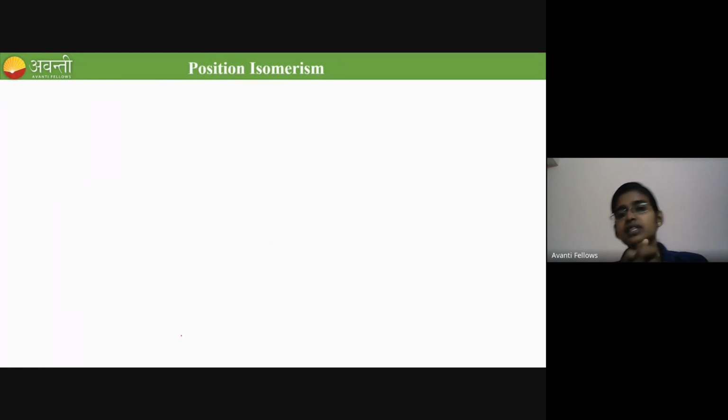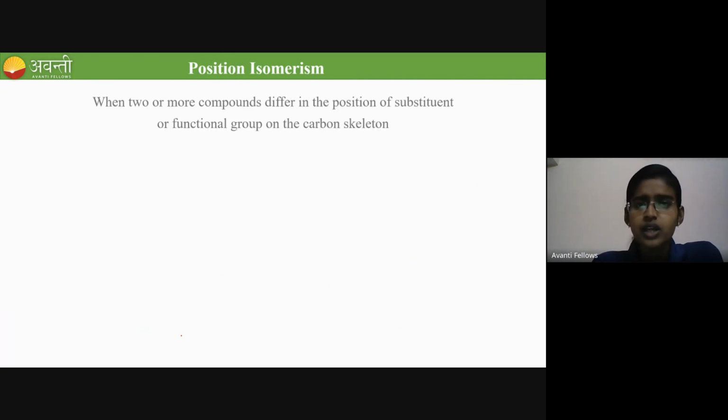Now I'll go with the second isomerism, which is positional isomerism. So what is positional isomerism? Two or more compounds differ in the position of the substituent or the functional group on the carbon skeleton. Okay. They will have the same molecular formula, but the position of the functional group will differ for both compounds. Got it? Position of the functional group.